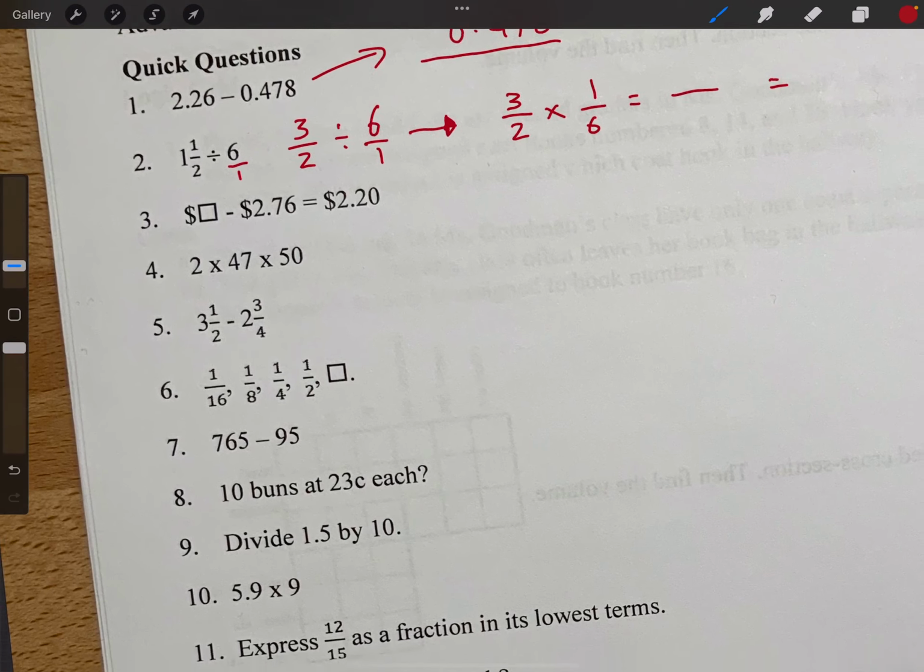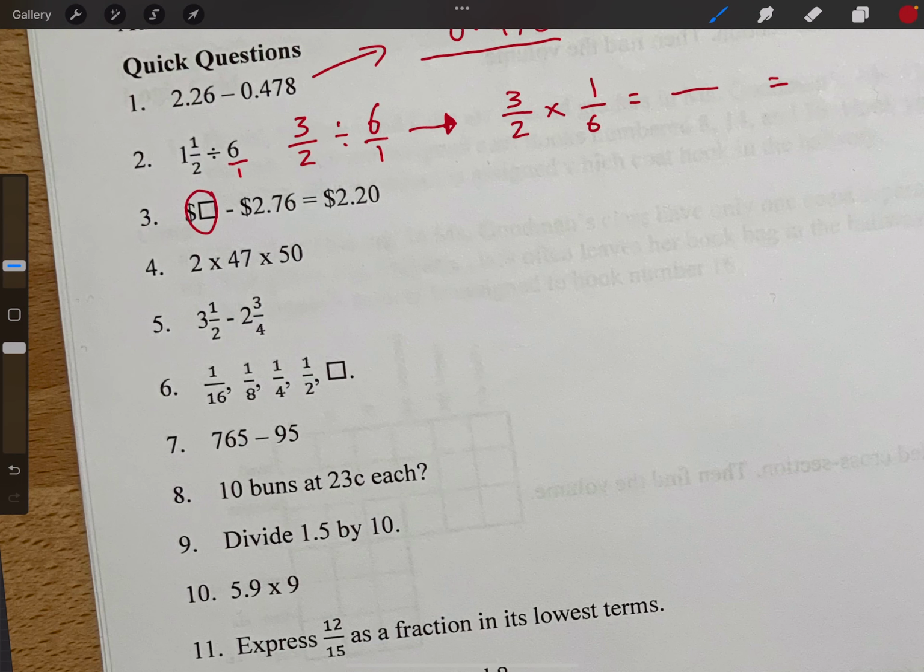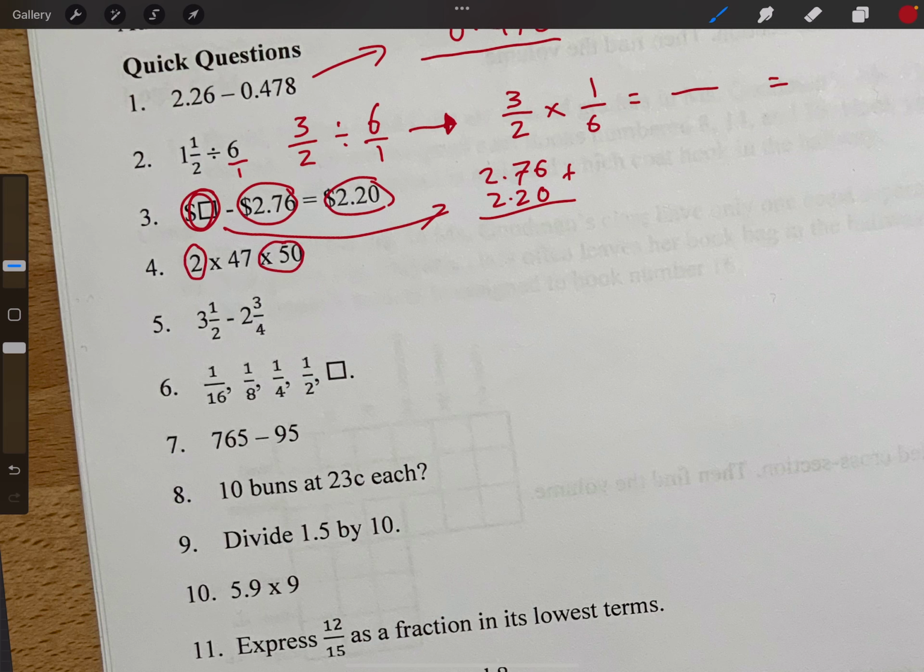Next one, question 3. Something minus this will give me this, right? So how do you find that something? To find it, we take this and add it with this. So 2.76 plus 2.20. Add them up and you will get the answer. Next one is a quick method. We're not going to multiply like this. We're going to multiply 2 times 50 first. 2 times 50 is 100, and then 100 times 47.